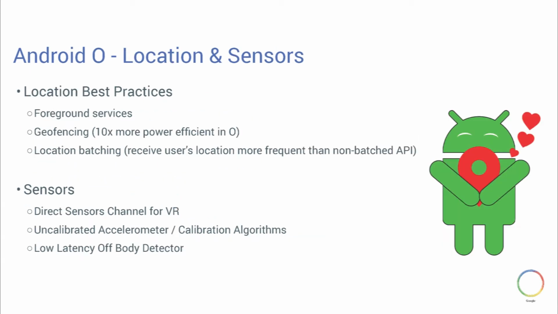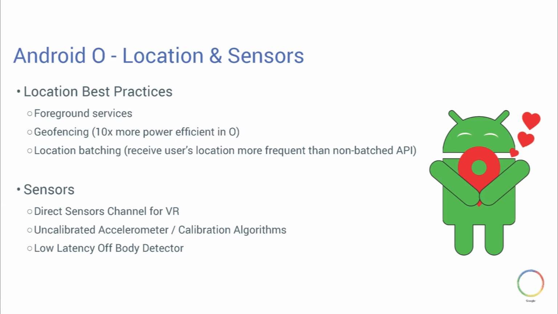So we offer some best practices. One thing is you can consider running a foreground service so that you can continue getting frequent location updates. Another thing is consider using geofencing. We made geofencing 10 times more power efficient in O. And finally, location batching can also allow you to get multiple location points in one single call. So this will also help you to get more location points under the new limits.